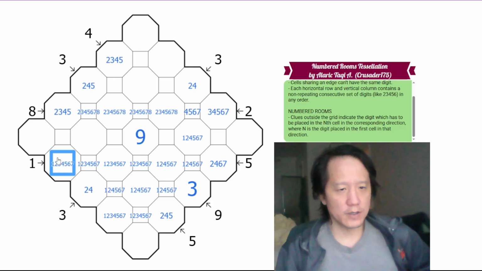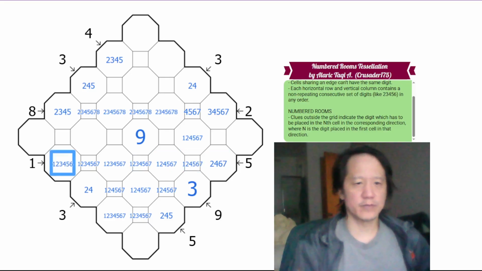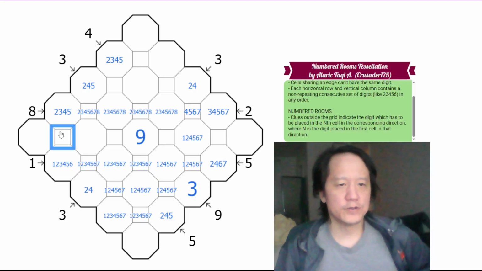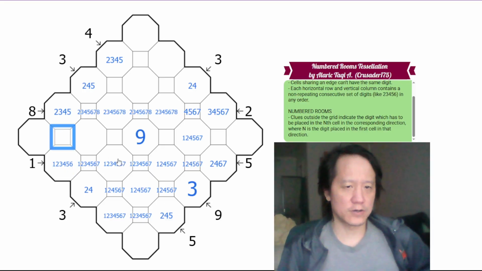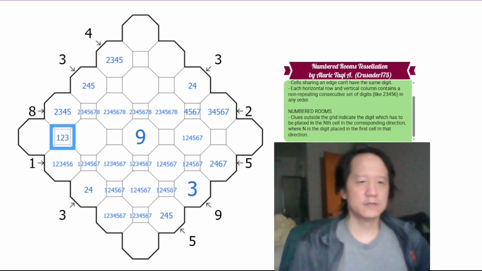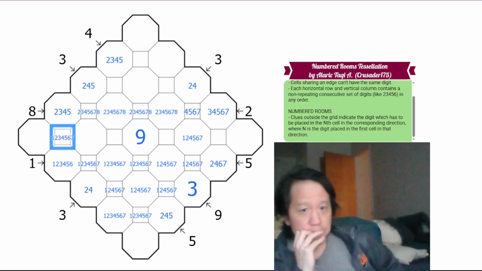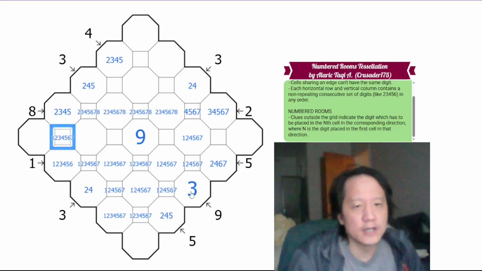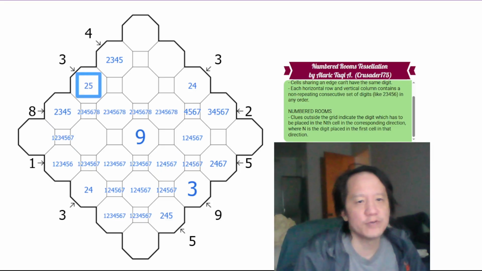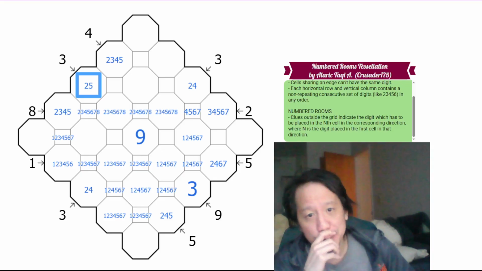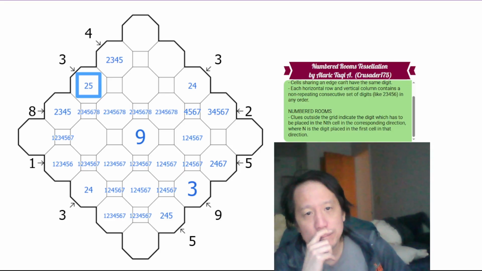1 can be in 1 here. It could be in 2, 3, 4, 5, 6. It cannot be in 7. So this can't be 7. So this could be up to 7 here. Right? It could be 5, 6, and 7, but that's it. 3 cannot be in the 4th cell here, so this can't be 4. Therefore, this is 2 or 5. Interesting.